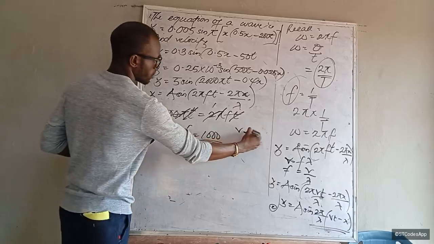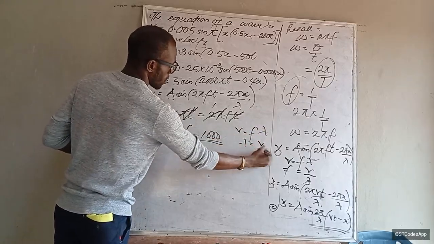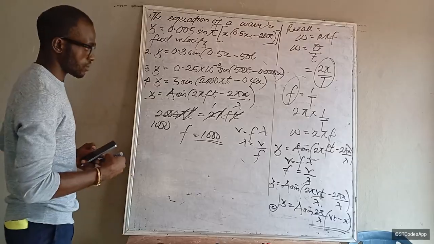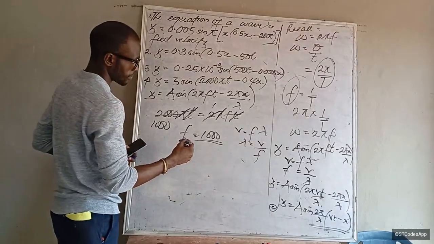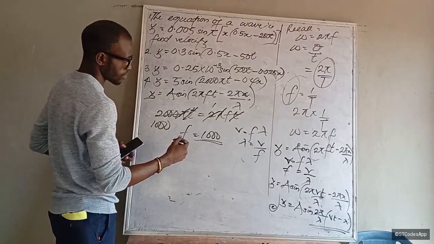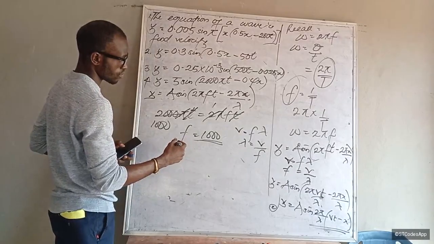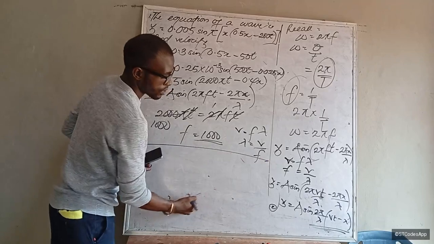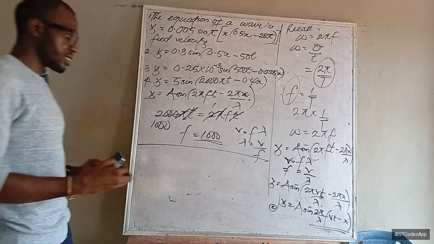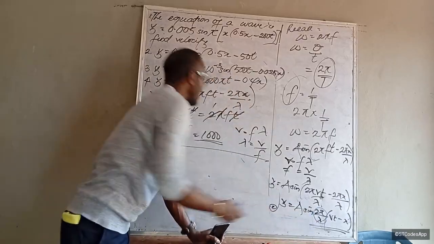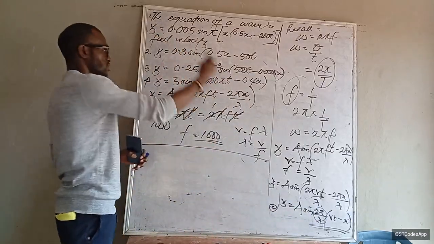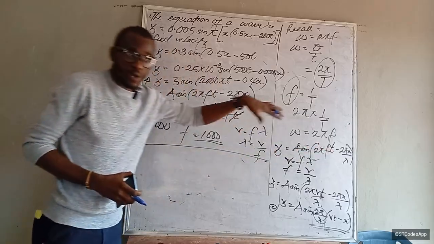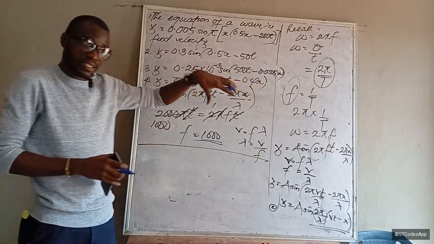And v is equal to f lambda, so lambda is equal to v over f. But we don't have v here, right? So no, we cannot use the last formula. Do you know why? Because here pi is factored out, and pi is not factored out here. Pi is part of the equation. So if it's inside the bracket, we use an equation that has pi inside the bracket. Do you understand now?